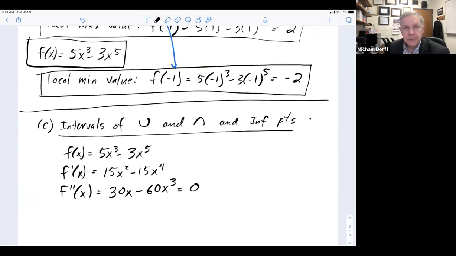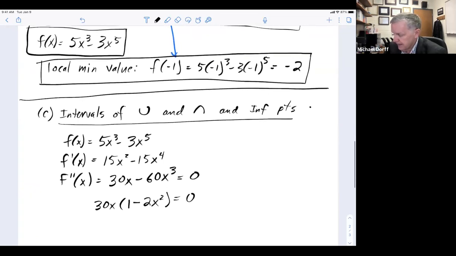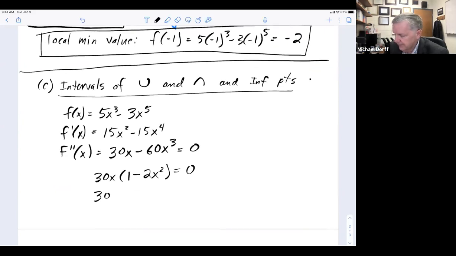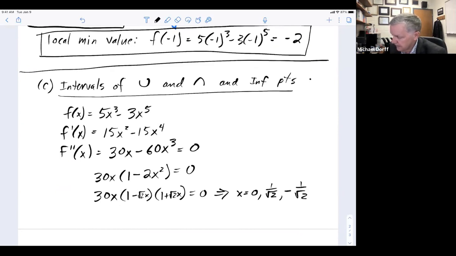To figure out the x values for which that works, I'm going to factor out what they have in common. Both terms have a 30x. So I'm going to have 30x times 1 minus 2x squared equals 0. Now, it may not seem like this is easy to do, but I can factor that 1 minus 2x squared into 1 minus square root of 2 x and 1 plus square root of 2 x. And so that tells me that my points where the second derivative equals 0 are 0 and 1 over square root of 2 and -1 over square root of 2.